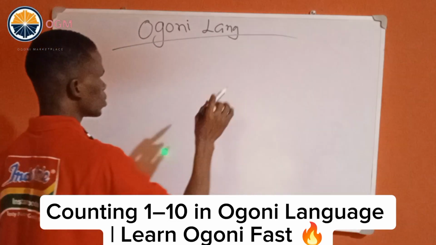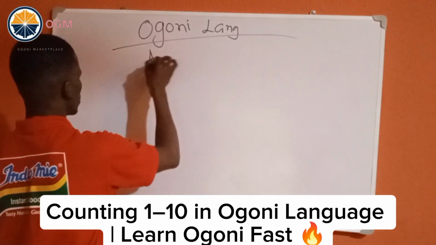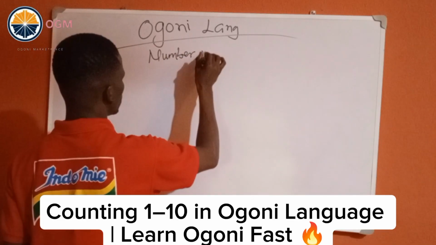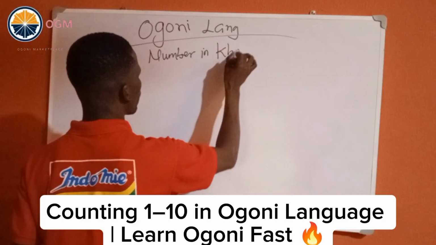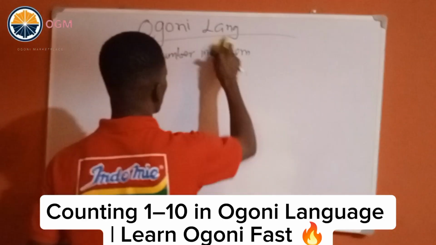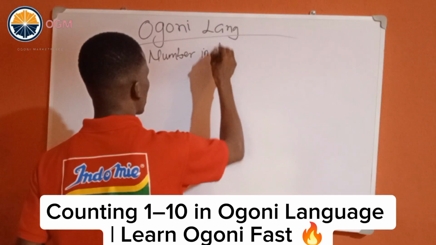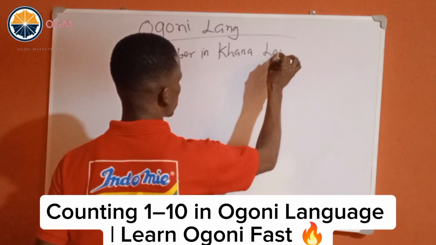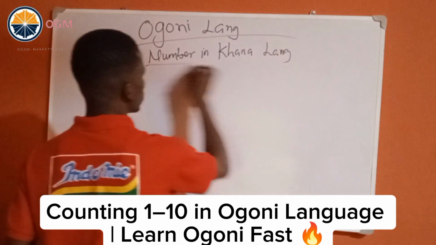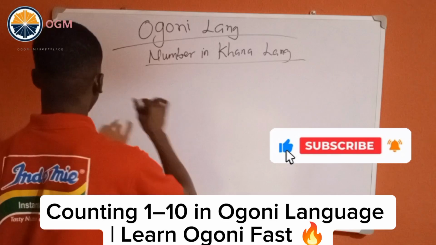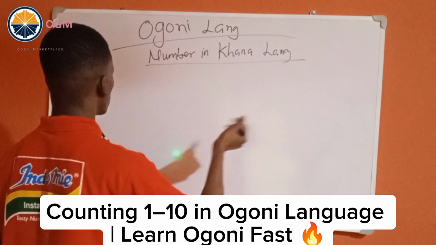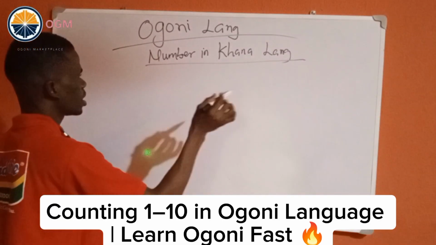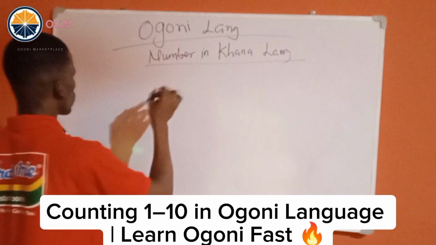We are going to do numbers in Kana language. In Ogoni we have numbers from 1 to 10, even to 100. But in today's video I'm going to count from number 1 to 10 and give the spelling in Kana and also in English.